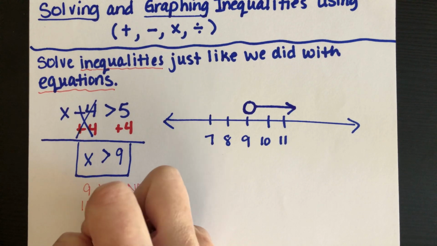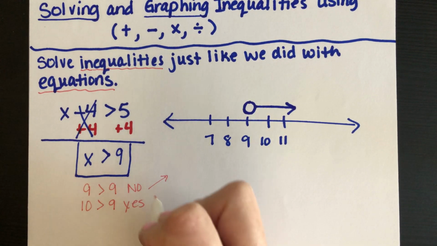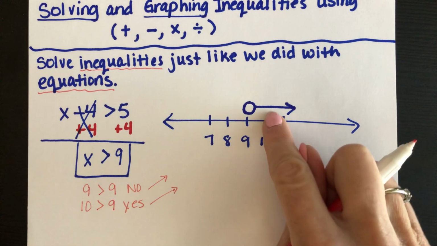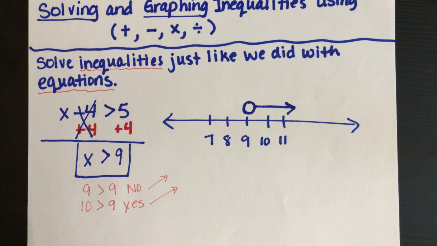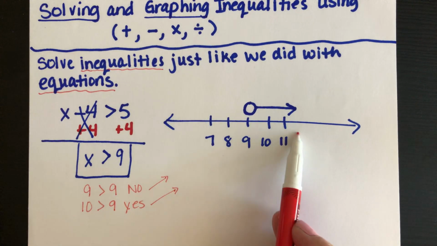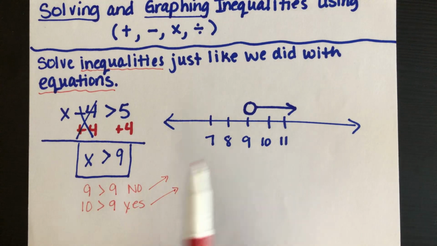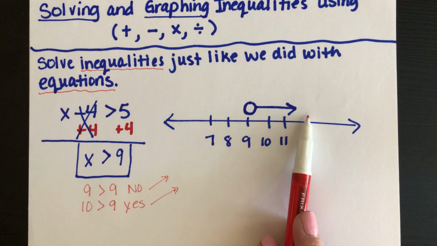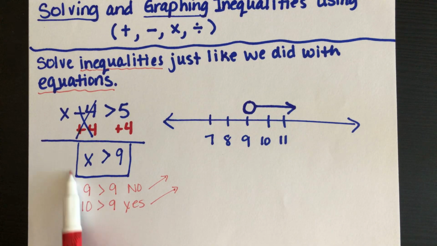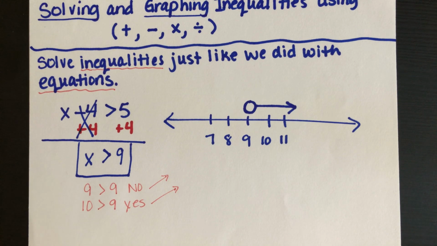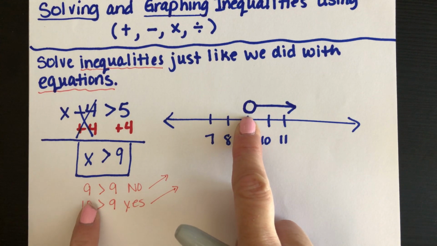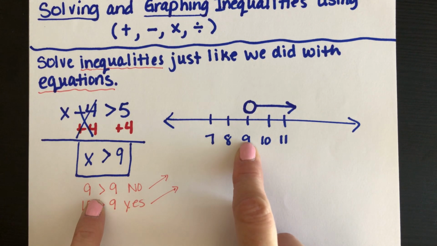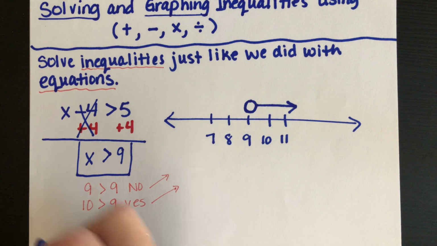So if I had 10, 10 is greater than 9, yes. So there I have anything greater than 9. That's why we have the open circle. 11 greater than 9, yes. 50 greater than 9, yes. So anything that's greater than 9 could be part of the solution set for this. And again, remember, we have our open circles and our closed circles. Our open circle does not include the number, but our closed circles do.